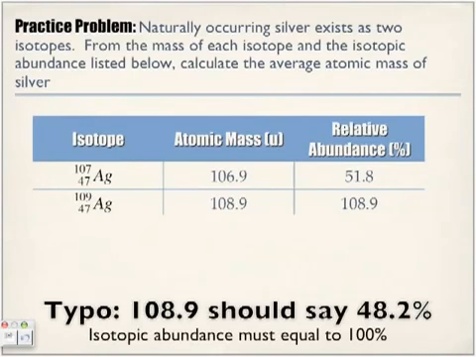Practice problem. Naturally occurring silver exists as two isotopes. From the mass of each isotope and the isotopic abundance listed below, calculate the average atomic mass of silver. Okay, so take a moment, look at this table, and do what we did before to calculate the average atomic mass of silver. Sorry, there is a typo on this thing.